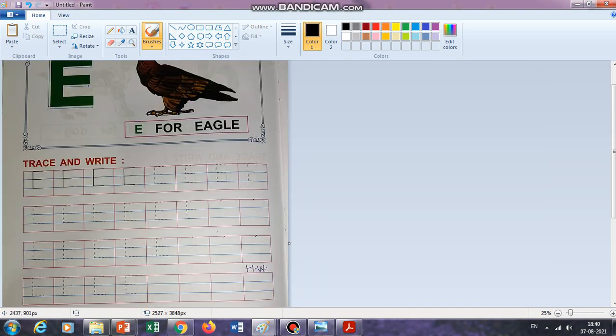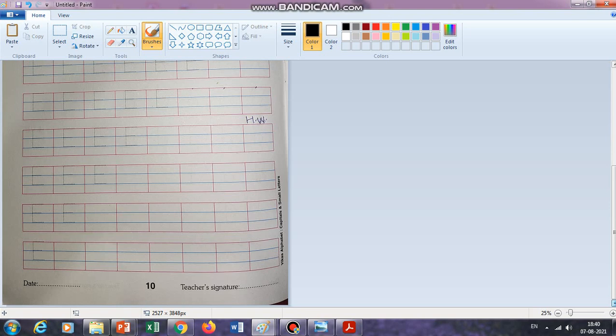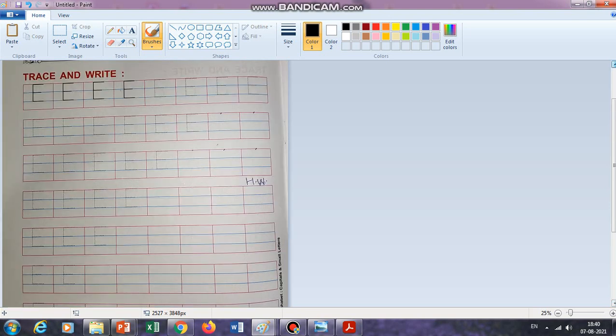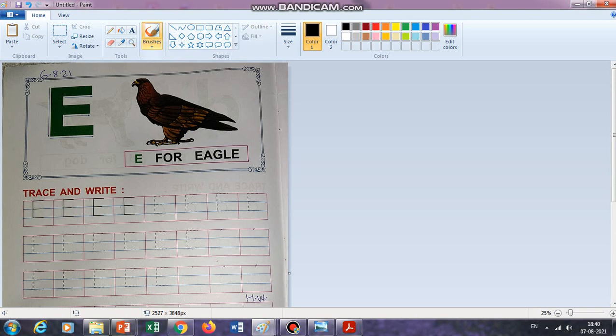Now let us learn to write capital E in English workbook, page number 10. Capital E. For capital E, make standing line, start from the red line, touch the blue line, then make sleeping line, a short sleeping line on the red line, another sleeping line on the blue line, and third sleeping line on the last blue line.